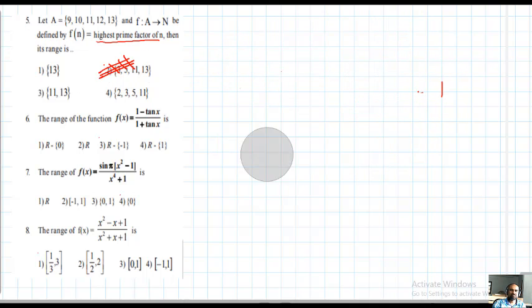Okay. Yes, students. Next problem. Range of this. Excellent question. Super. f of x equal to 1 minus tan x by 1 plus tan x. You want to find its range. Same procedure. Let it be y and proceed.